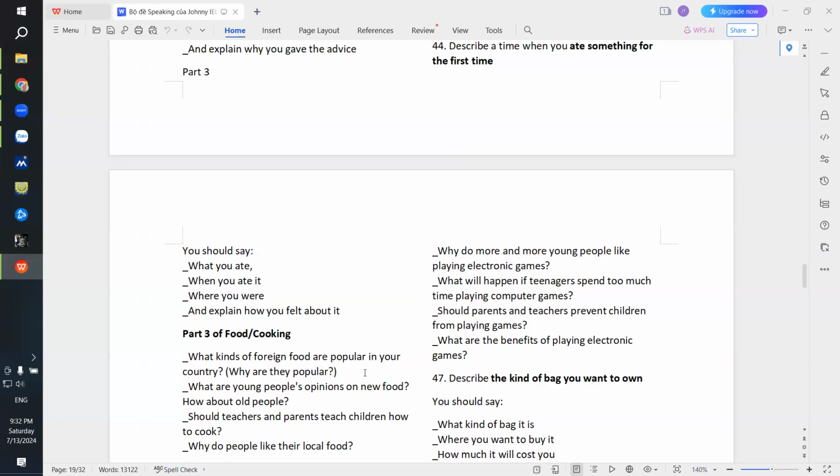Okay, so why do people like their local food? Think about local food being available. People can buy them cheap, you know, always available. And it's actually the taste that you were born and raised with. It is the taste that you are so accustomed to or familiar with.